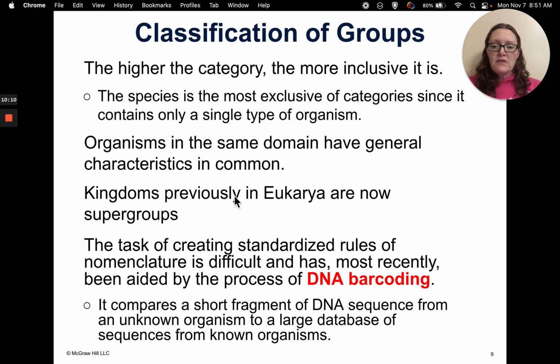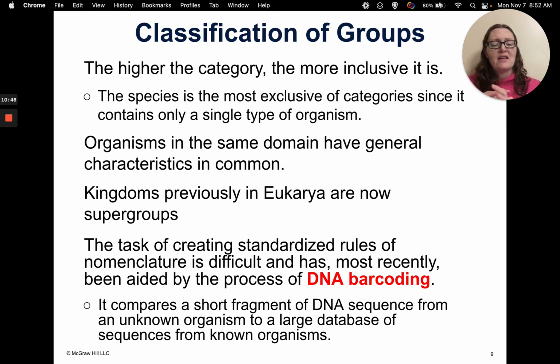So kingdoms previously in Eukarya are now supergroups. So scientists are so weird. There are like two groups of scientists. They're the type that are strictly kingdom, phylum, class, order. And then there's the type that are like superorders and suborders and superphyla and subphyla and then there's like subspecies and they divide it out more. So it really depends on which category you're in. Some scientists are really against subspecies. They're like, well, it's just a species. Why are we going down to subspecies?